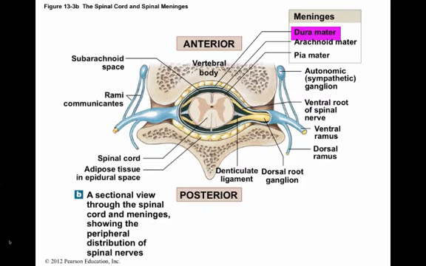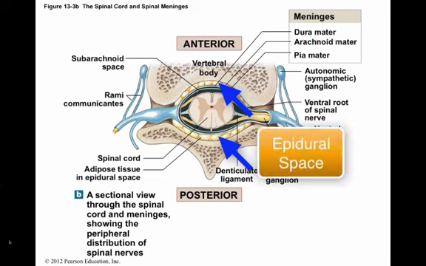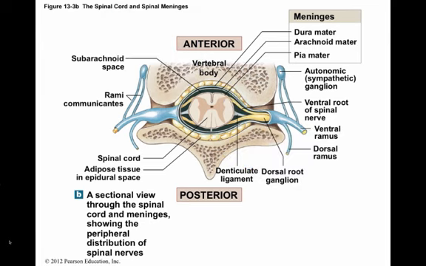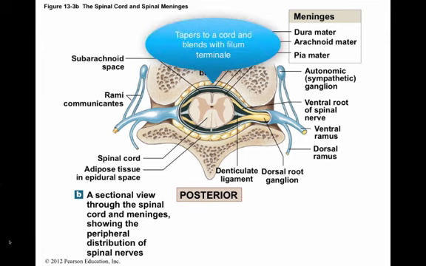The dura mater is a tough fibrous layer that forms the outermost covering of the spinal cord. Between the dura mater and the walls of the vertebral canal is the epidural space, a region that contains areolar tissue, blood vessels, and adipose tissue. This is the site for epidural anesthetic injections. The dura mater will taper to a dense cord at the end of the spinal cord and will blend with the components of the filum terminale.